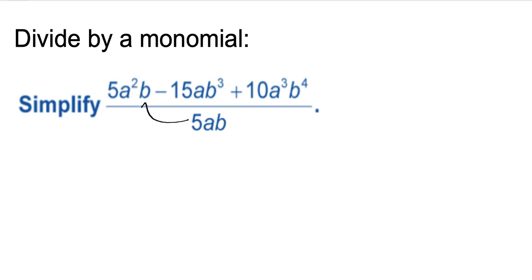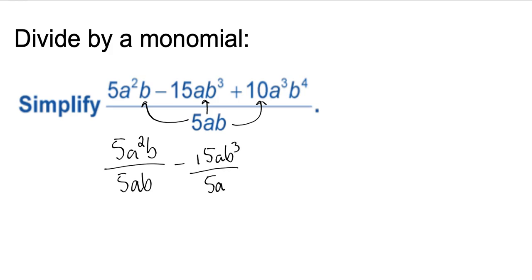So we're going to take the 5ab and split it over each one of those. So 5a squared b over 5ab minus 15ab cubed over 5ab plus 10 a to the third b to the fourth over 5ab. And then what you need to do from here is you actually just need to simplify it out. So simplify this fraction, simplify this fraction, simplify this one. Okay?